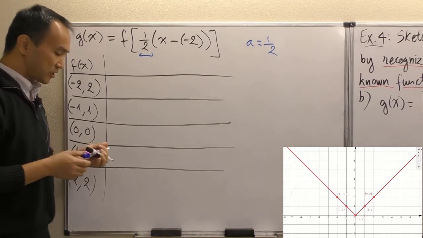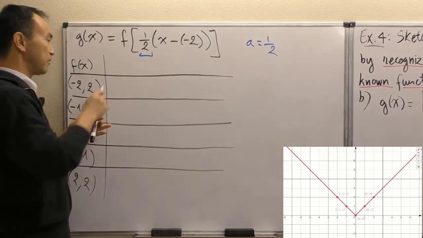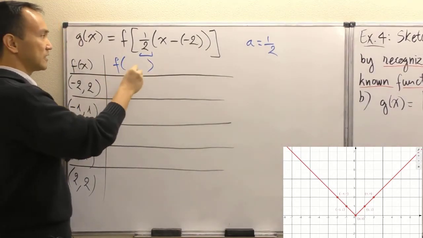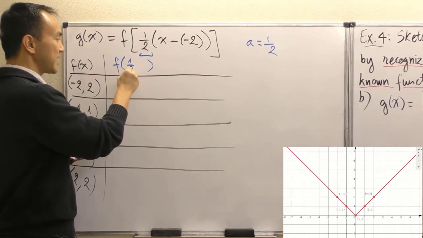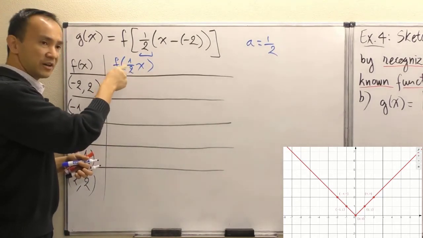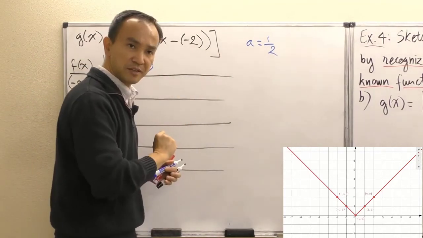And so now let's look at the transformed points after applying the first transformation step. So now how about f of 1/2 x? And so as I said earlier, with this form right here, f of ax, this a is already indicated as being 1/2.